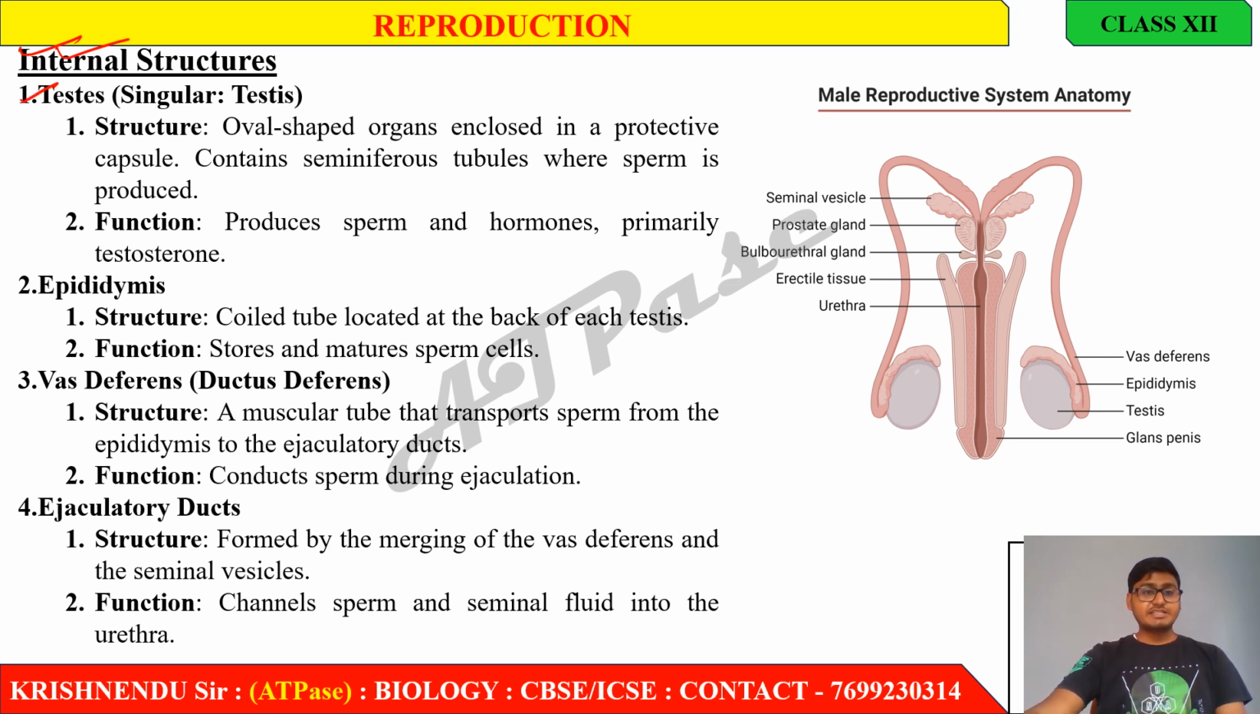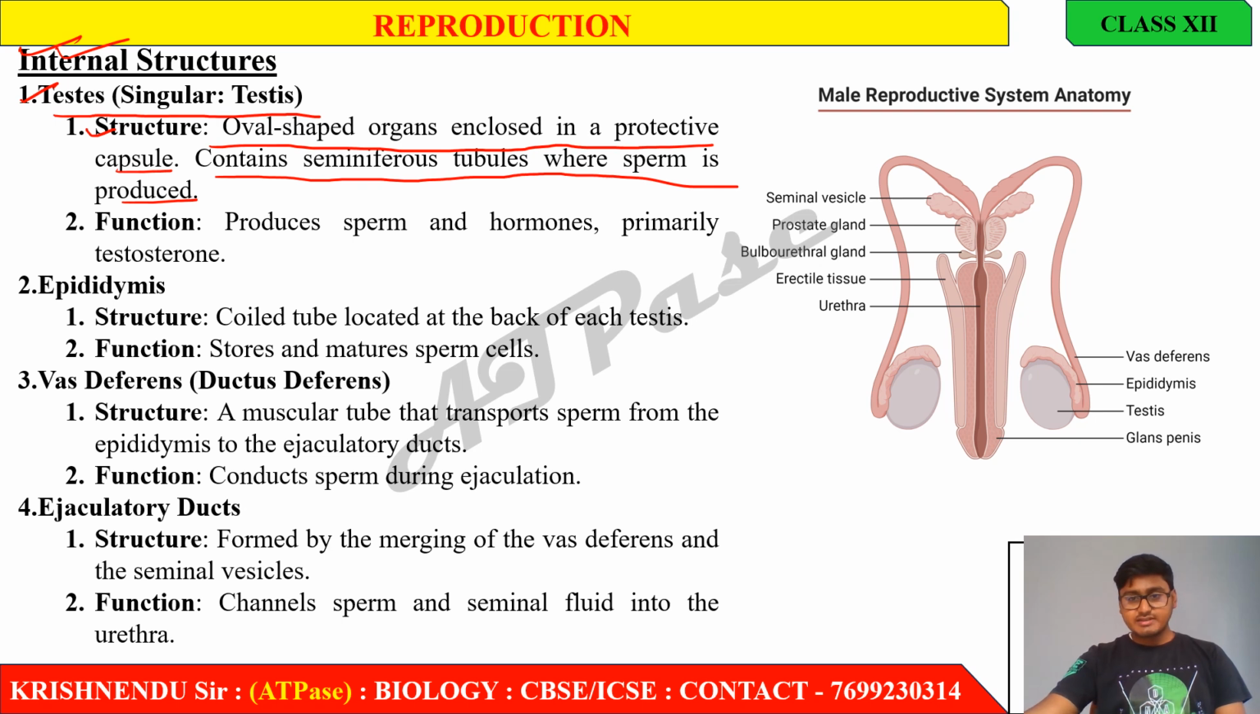At first, the testis, singular. Structure: an oval shaped organ enclosed in a protective capsule, containing seminiferous tubules where sperm is produced inside the testis. These are the testes. Here you can see the two testes present in the male body. Inside these testes there are seminiferous tubules, inside which sperm is produced. The function of the testes is to produce sperm and hormones, primarily testosterone. So the testes form the primary male sex hormone, that is testosterone.